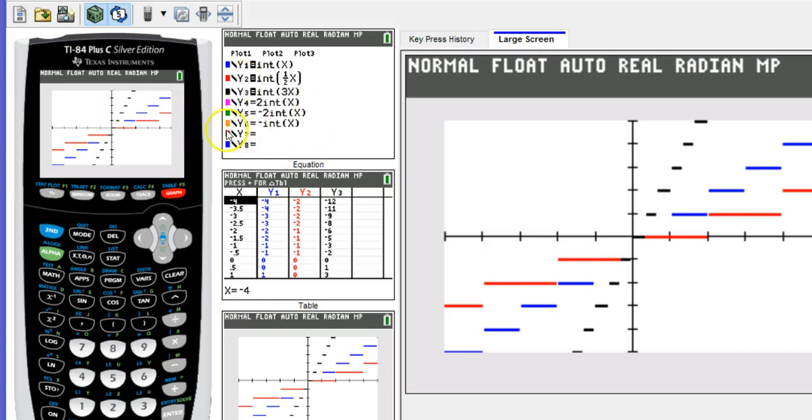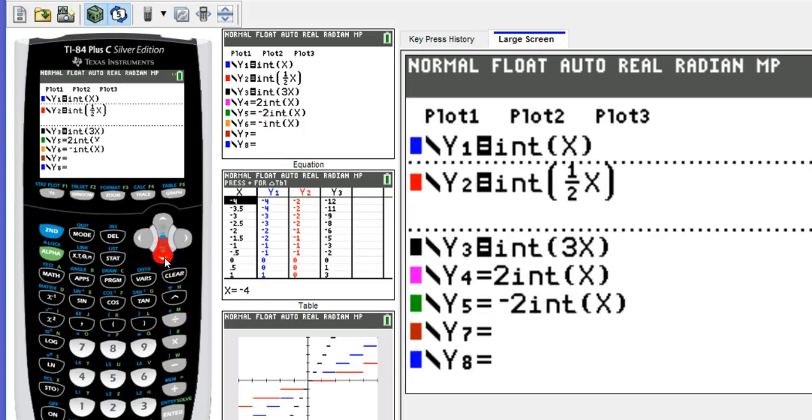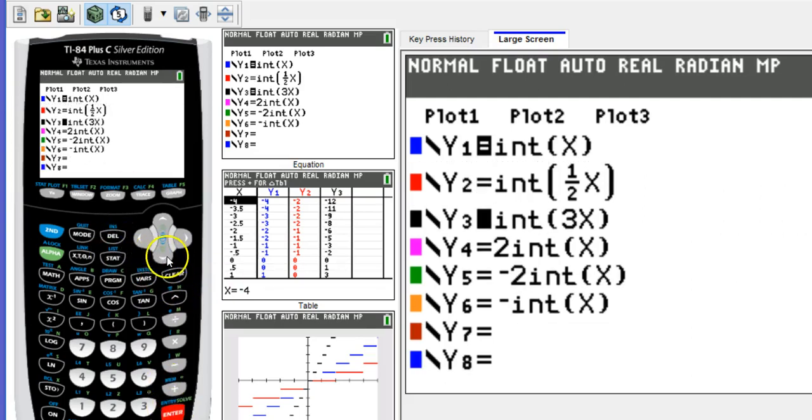Okay, so what I'm going to do now is I'm going back to my equations, and I'm going to leave equation 1 on because it's the one I'm going to compare everything to. I'm going to turn off 2 and turn off 3, and I'm going to turn on equation 4 that says 2 times the integer of x. Vote. What do you think is going to happen to my graph? Things go opposite direction? Okay, that's a guess. What else? What do you think back there, Andrew?